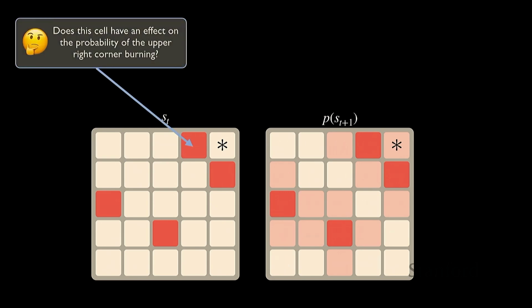Okay, so now let's look at this cell particularly right here. Say this is the feature that we're interested in. We'll say each of our features is a cell. Does this cell have an effect on the probability of the upper right corner burning? What do you guys think? Yes, I would say that it does.